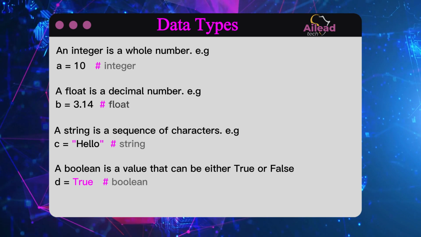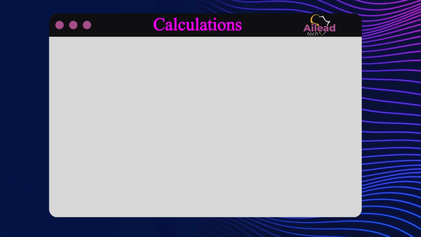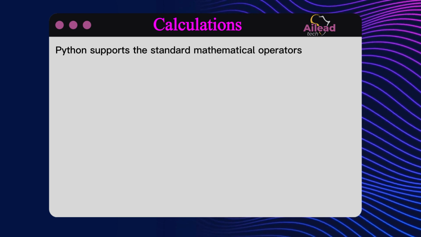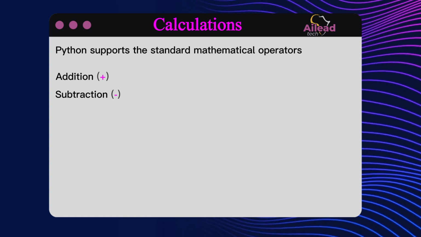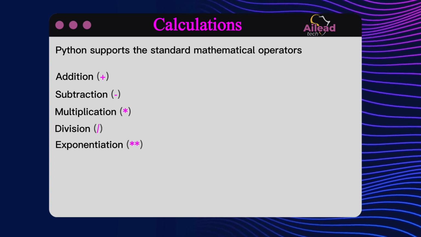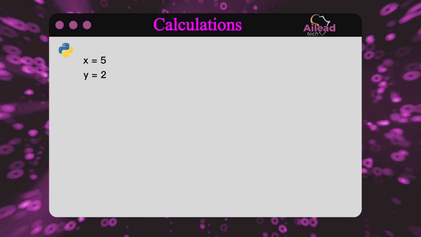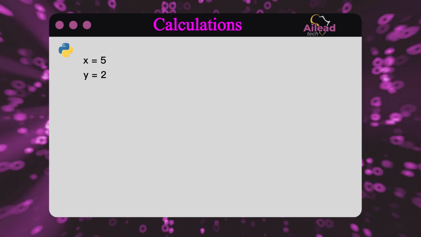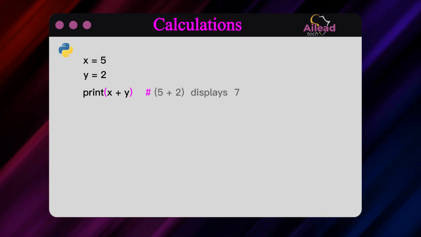Finally, let's look at some basic calculations using mathematical operators. Python supports the standard mathematical operators, including addition, subtraction, multiplication, division, and exponentiation. Let's take some examples. Let's say x equals 5, y equals 2. Then we type print x plus y. The output 7 will be displayed.